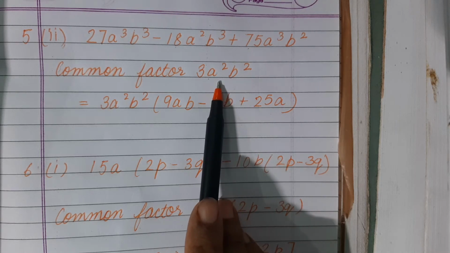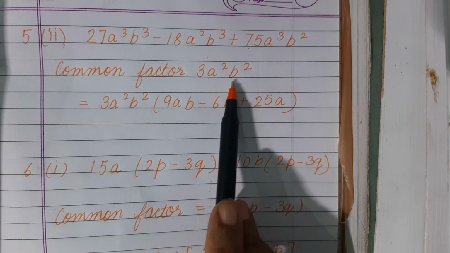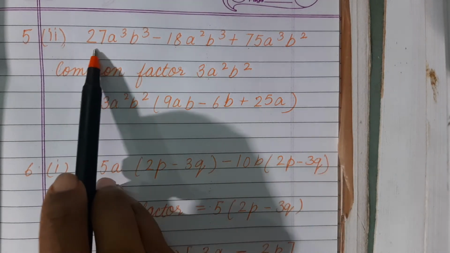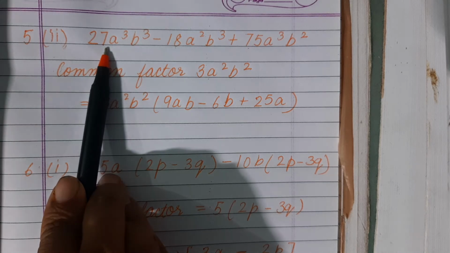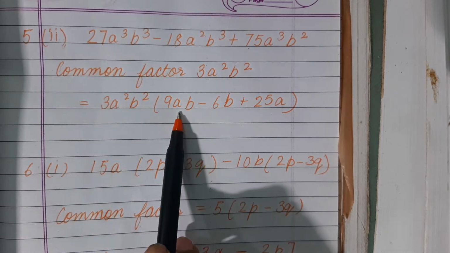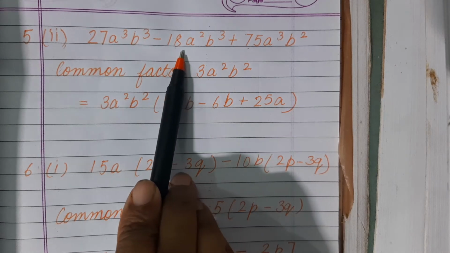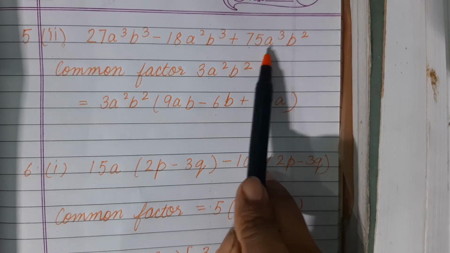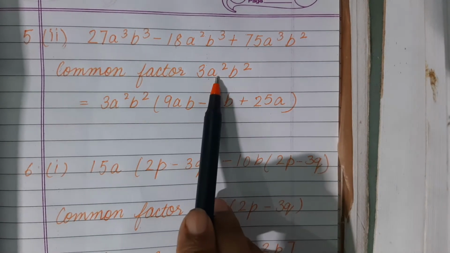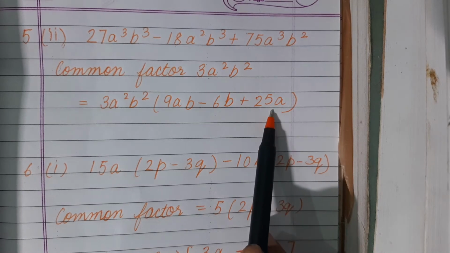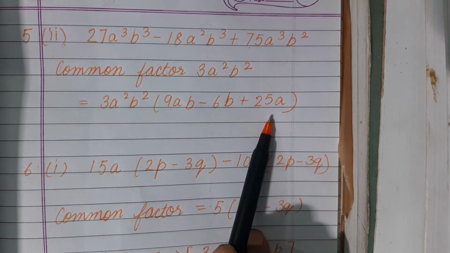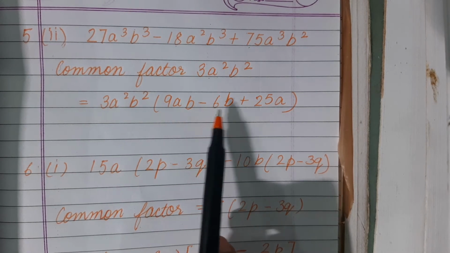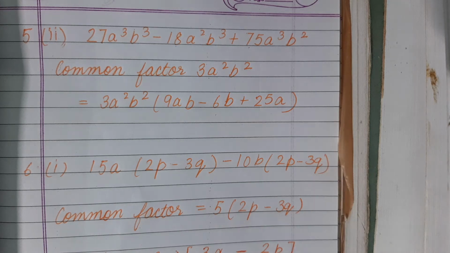Now when we take out 3a square b square, then in bracket it will come 9ab. When we divide this by 3a square b square, what will come? 9ab. When we divide this by 3a square b square, it will come minus 6b. When we divide 75a cube b square by 3a square b square, it will come 25a. Therefore, the answer will be 3a square b square in bracket 9ab minus 6b plus 25a.